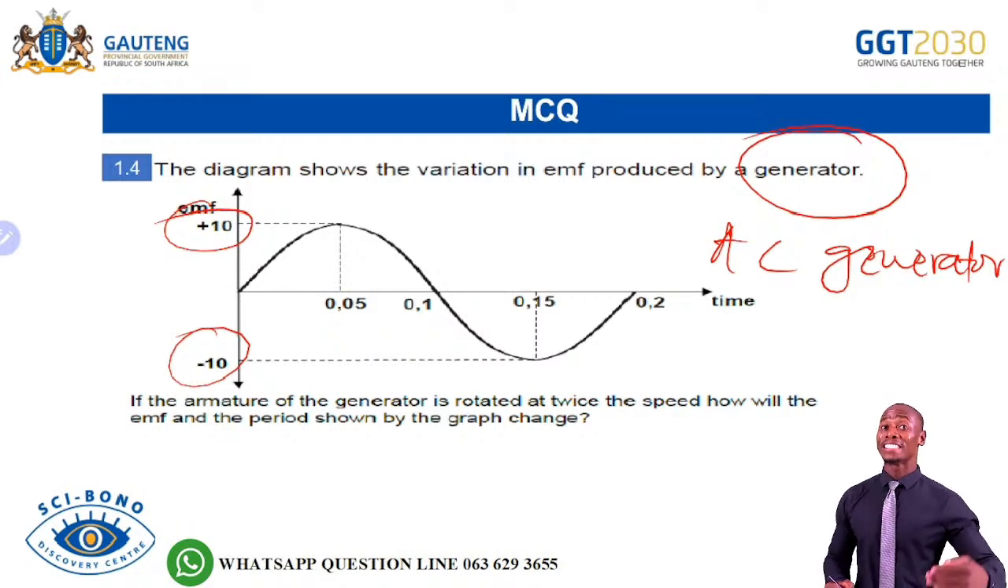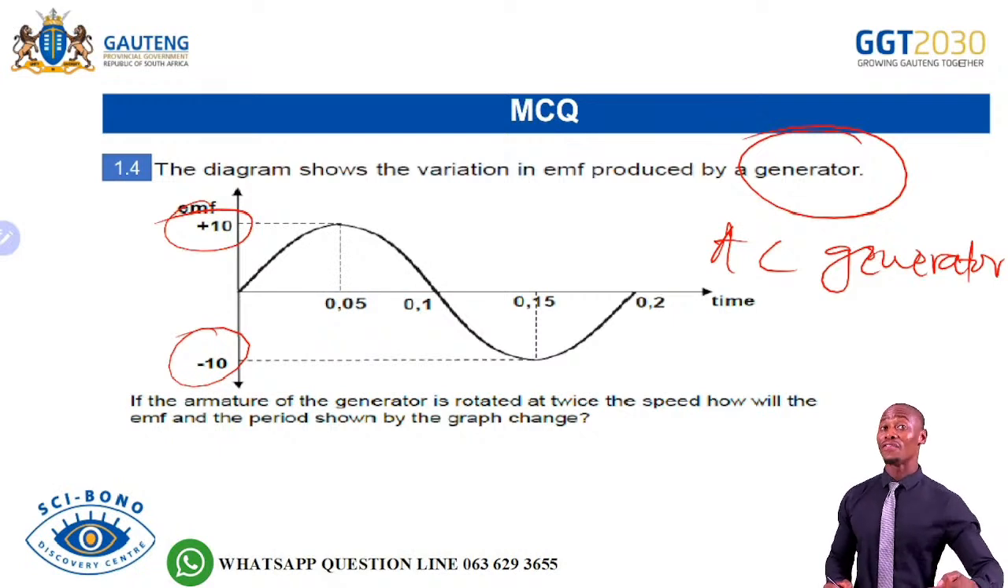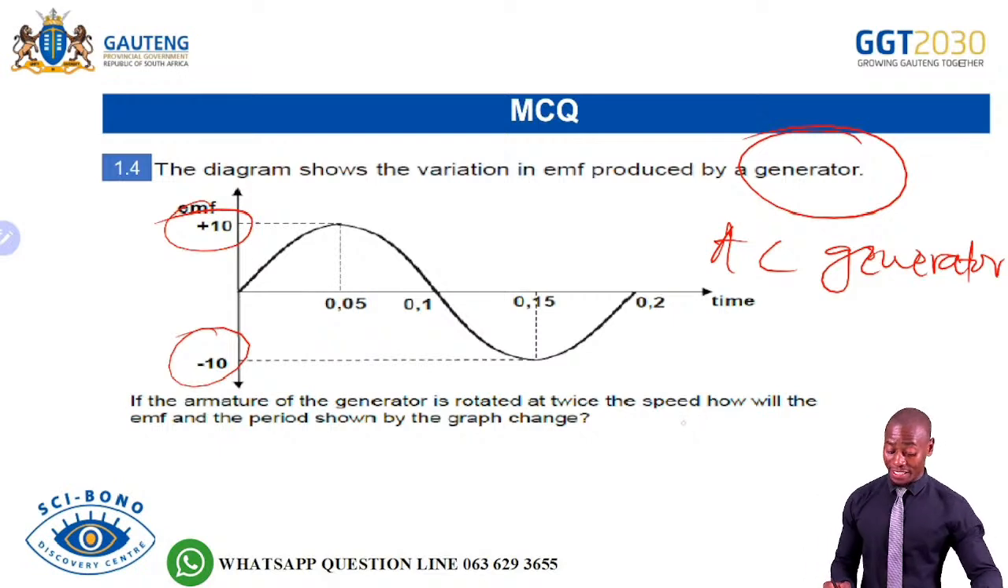But if we increase the speed of rotation, two things will be affected. I've already talked about that. I said it is the EMF and also the frequency. And if the frequency is affected, what about the period? The period is also going to be affected.